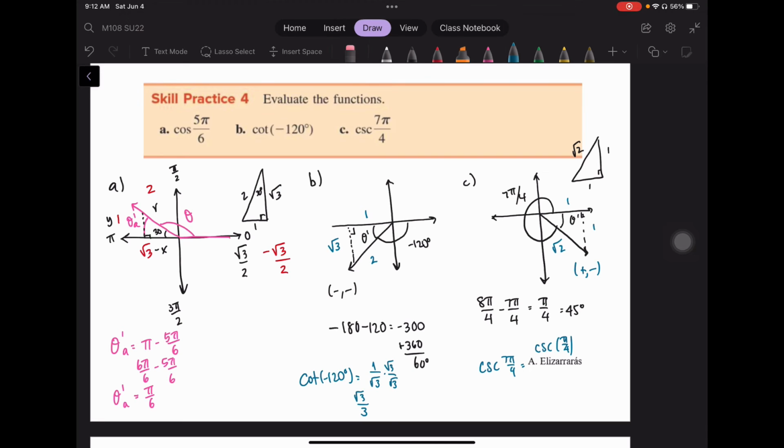Cosecant is 1 over sine. Again, like we said, that's going to be hypotenuse over opposite. And so that's going to be root 2 over 1, or just root 2. However, in the fourth quadrant, the square root of 2 is positive, but the 1, which is the opposite, is negative. I should have written that negative right there. So that means that that's a negative root 2.